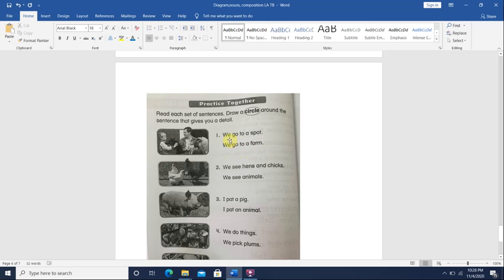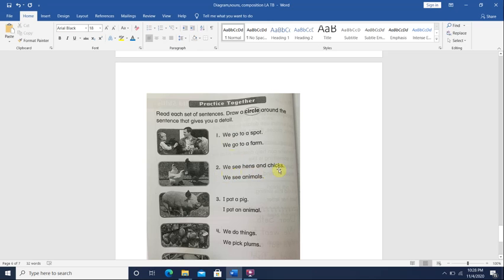We go to a farm. Why? Because number 1 says we go to a spot. Means we went to a place. Did it tell you what place it went to? No. But here it says we go to a farm. It tells you what the place is, that they went to a farm. And as you see here from the picture, they're playing with animals. Okay, so we would circle sentence number 2, we go to a farm, because farm has more detail, because we all know that a farm is a place that has animals.